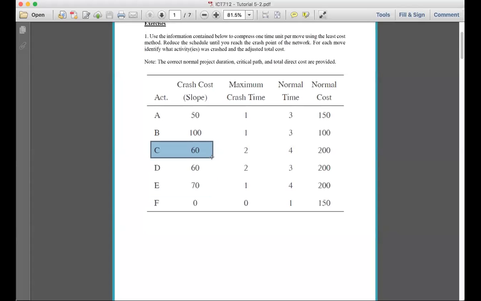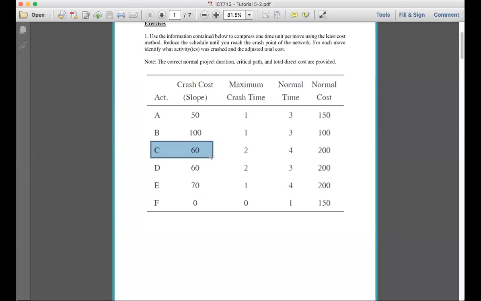C is 60. Not divided by 2. No, it's how much the slope is, how much it's going to actually cost you per actual period. You don't need to divide anything else out. No, it's per period. I was confused. So slope means per period. Yeah.